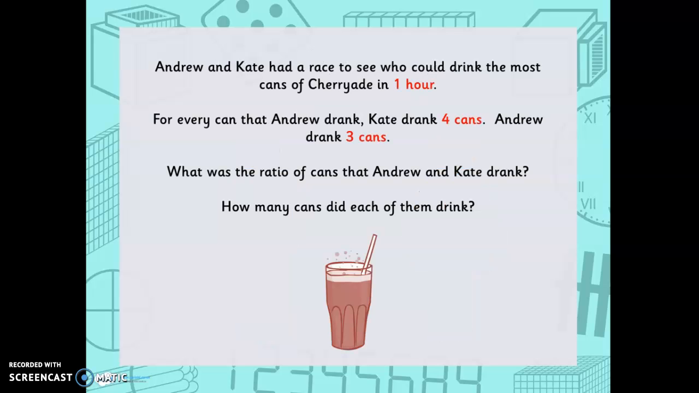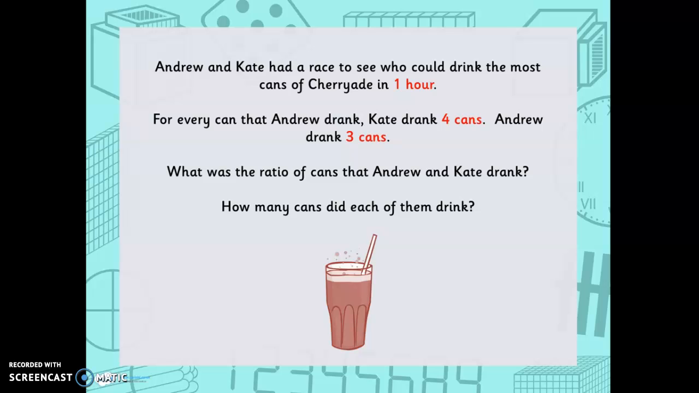So last little challenge for you then. Andrew and Kate had a race to see who could drink the most cans of Cherryade in 1 hour. So for every can that Andrew drank, Kate drank 4 cans. In total, Andrew drank 3. So what's the ratio of cans that Andrew and Kate drank? And how many cans did each of them drink?